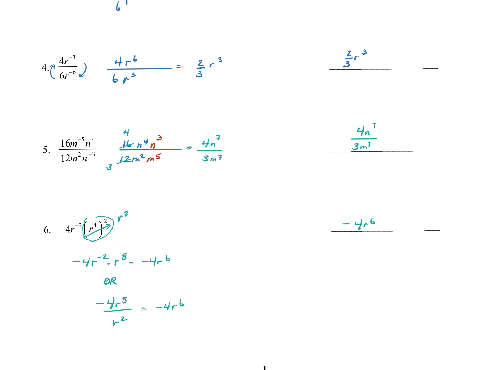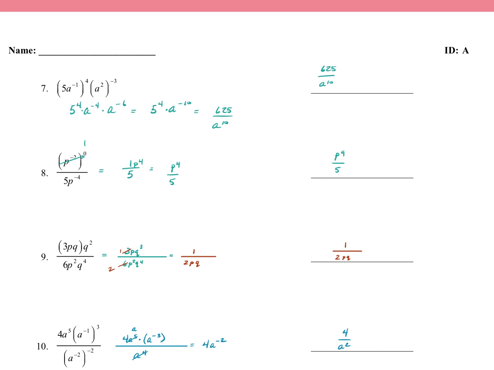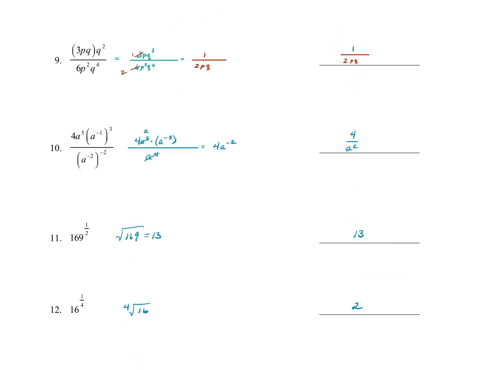Any other questions from that page before we get to the next one? All right, this is 7, so it would be 625 over a to the 10th. 8, p to the 4th over 5. 9, 1 over 2pq. 10, 4 over a squared.